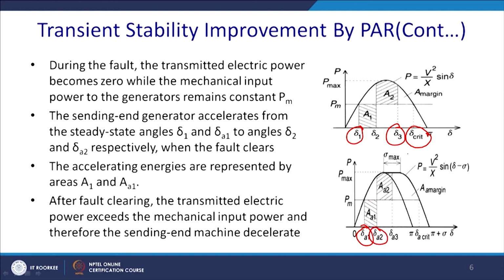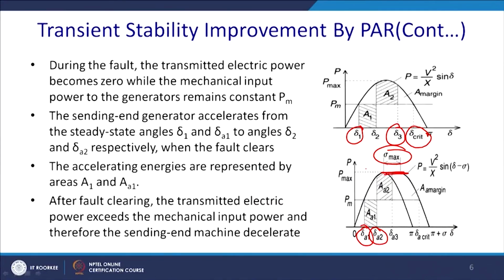But here you have a range, you have actually changed the value, and you can add sigma maybe 45 degree in this direction as well as this direction. Thus the maximum power handling capability P max will vary over a huge range, and thus what happened, even though you clear out the fault at delta A3, you have delta critical shifted by this angle, that is pi plus sigma.